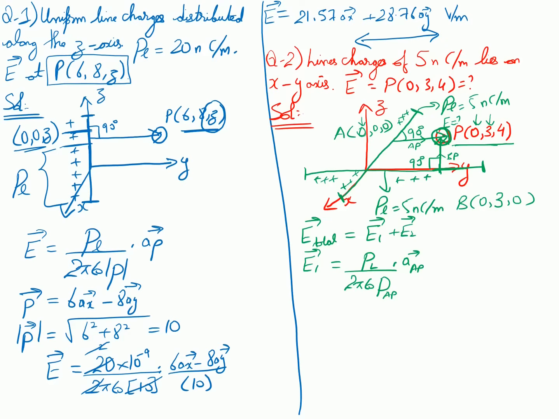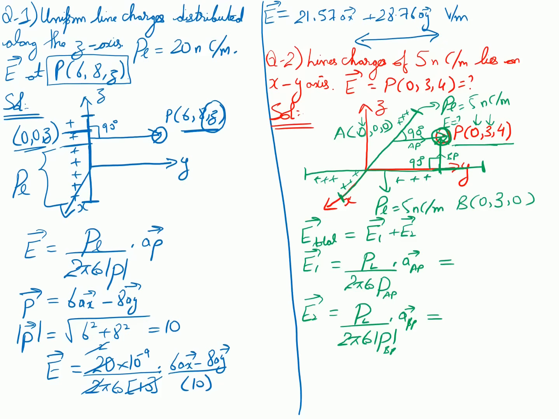and the unit vector is from A to P. So this means I have to solve for this. Similarly, E2 is going to be rho L divided by 2 pi epsilon naught, and the rho is now from B to P with the unit vector of B to P, and this is the answer value. So let us solve for one case. I leave the second for you.